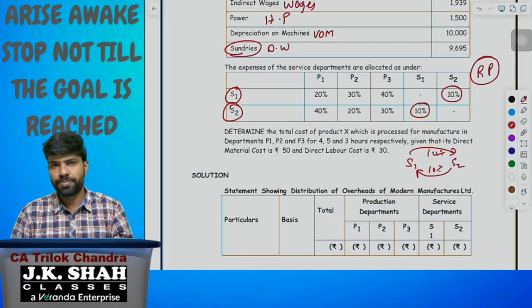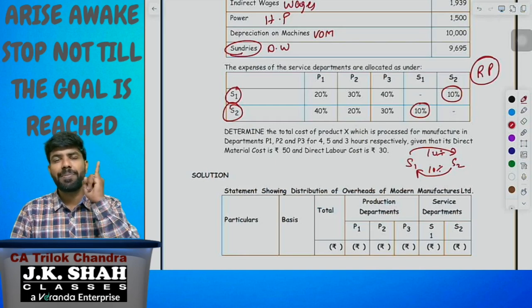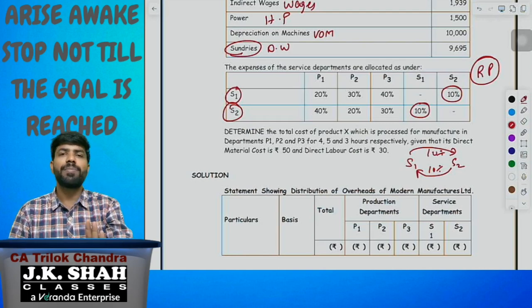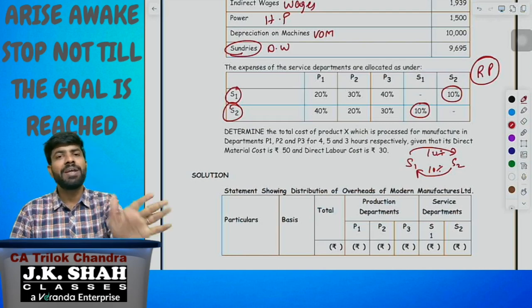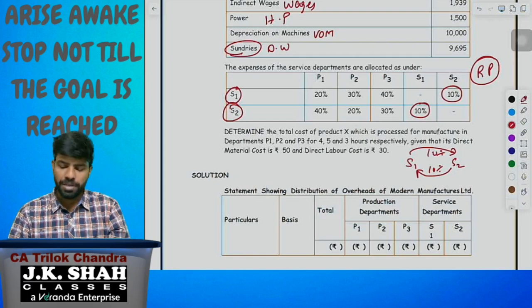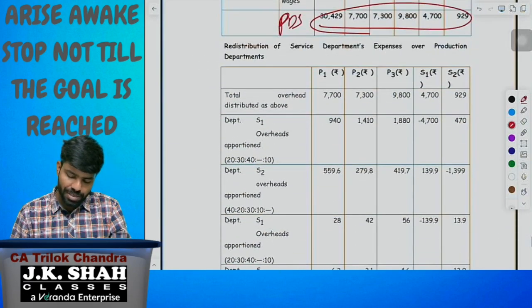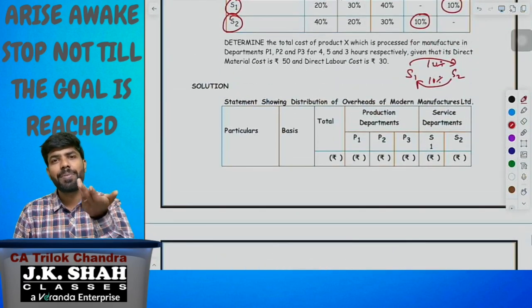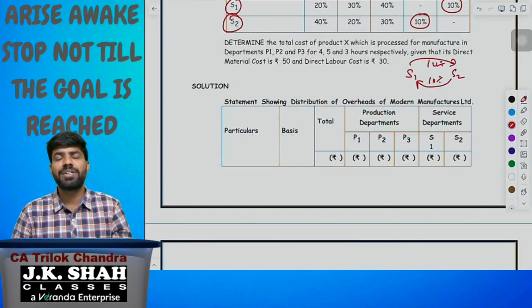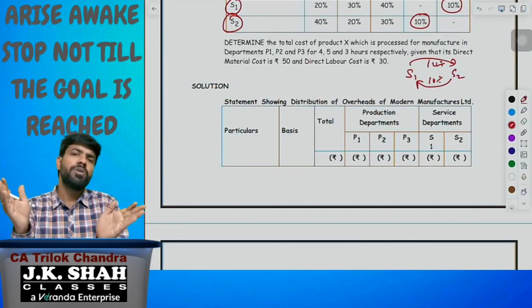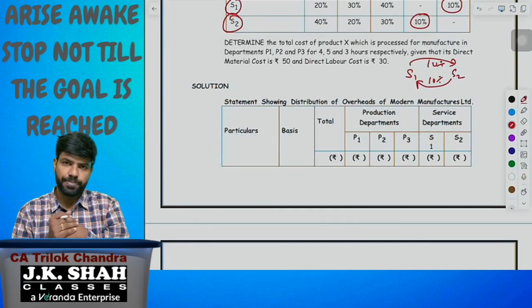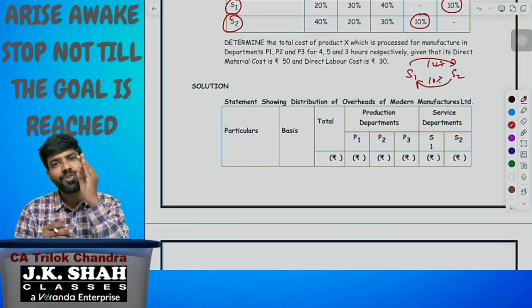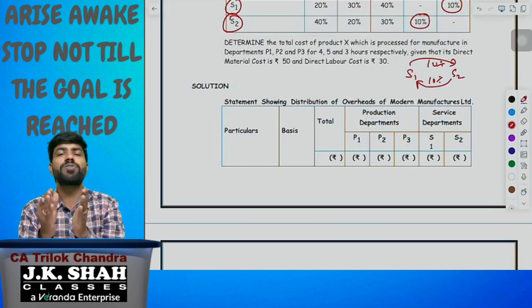Reciprocal method. When it comes to the reciprocal method, there are simultaneous equation, trial and error, and repeated distribution. All three methods will give the same answer. You can follow any method. But in this question, they have followed the repeated distribution. You can also follow the repeated distribution. If you are comfortable with the simultaneous equation, many of the students say that they are comfortable with it, you can follow the simultaneous equation. Nothing wrong. You will get the accurate answer, maybe with a variance of 5 rupees to 10 rupees.